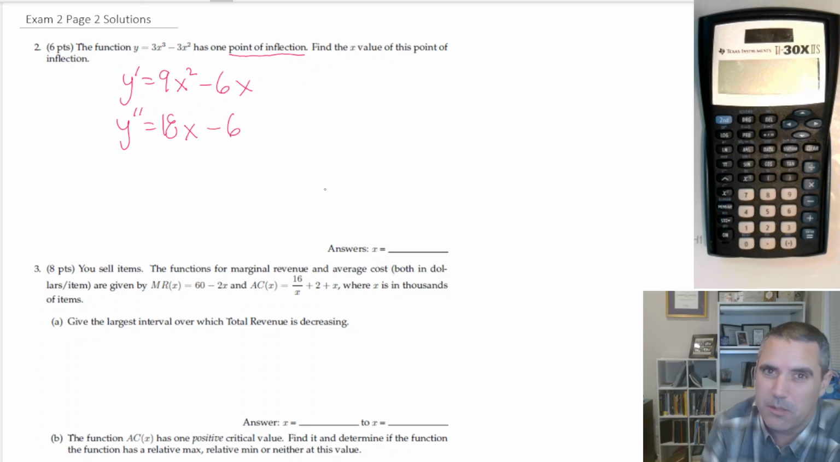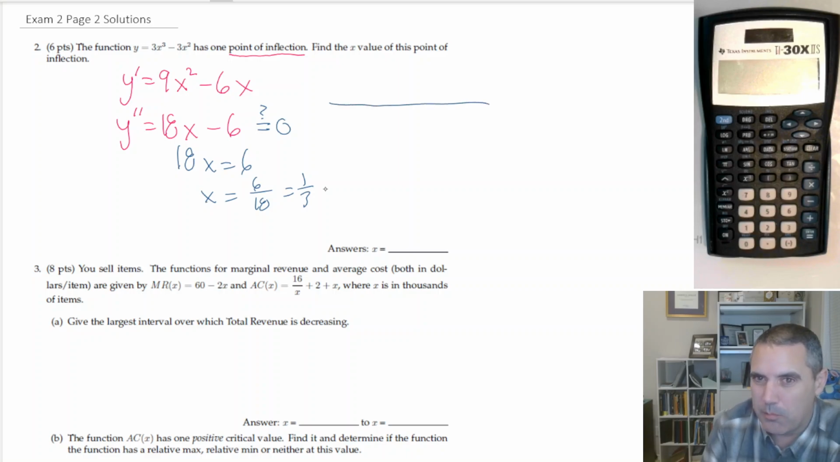You're definitely going to see stuff like this in the final again, because I want students to be able to leave this course with an understanding of how to analyze functions. All right. So when this is 0, it's when the concavity might change. You solve. You get x is 6 over 18, which is a third. Again, this is for this version of the exam.